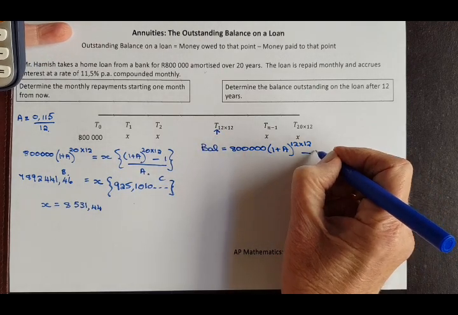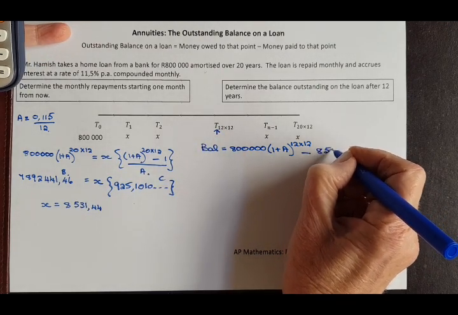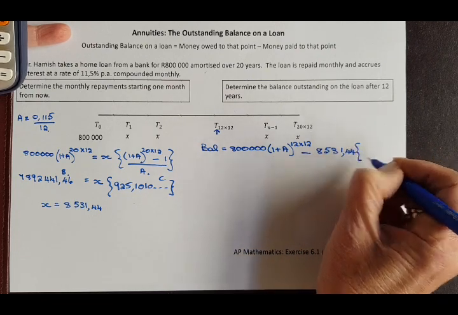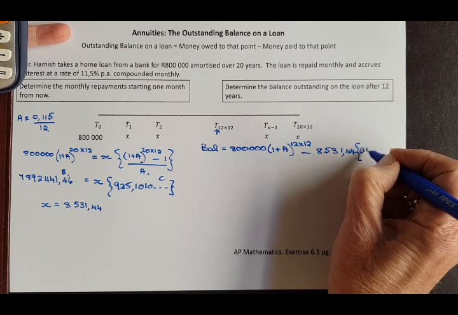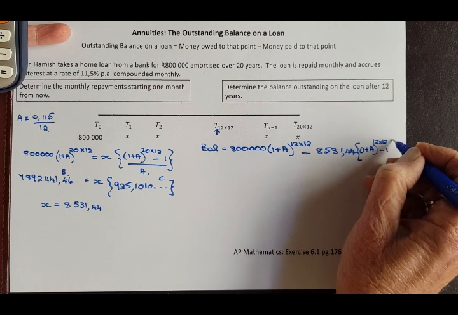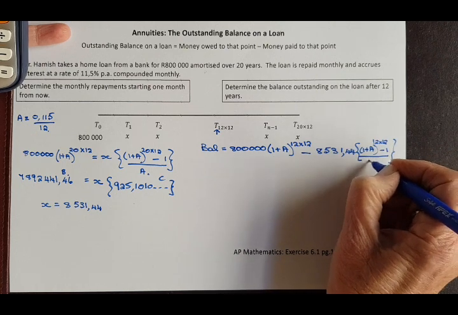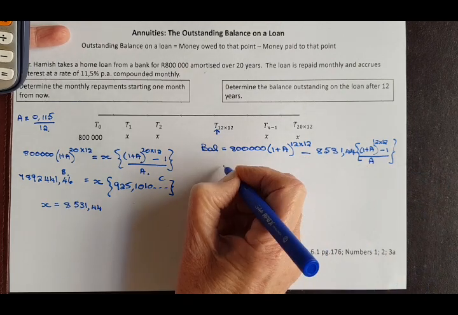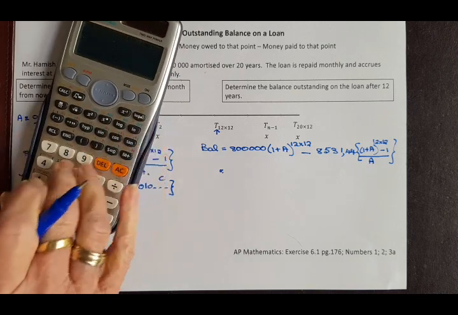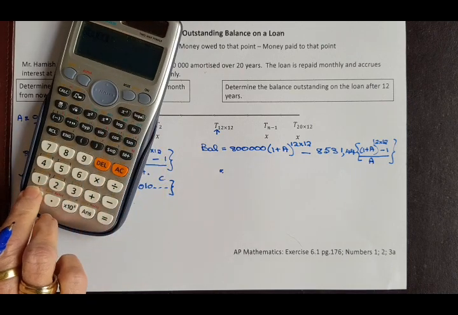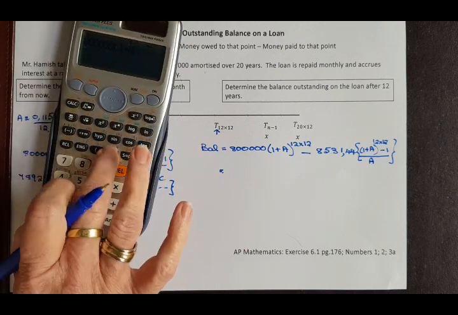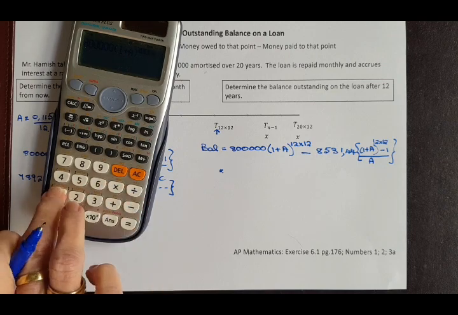So the size of our payments are 8,531.44. There are multiple payments, so that's our annuity formula. 1 plus A to the power of 12 times 12, minus 1, all over A. So it's all the same interest rate. So we have our 800,000 times, open bracket, 1 plus alpha A, close bracket, raised to the power of 12 times 12.